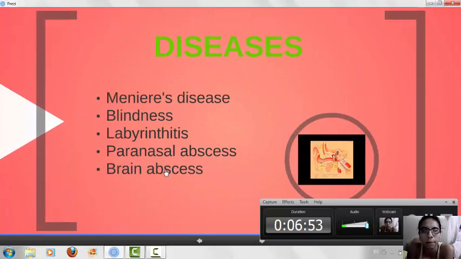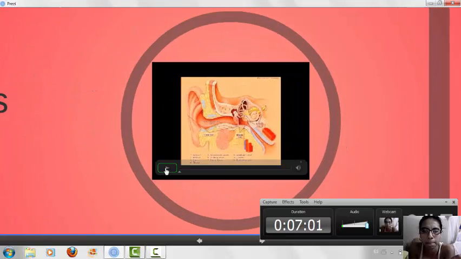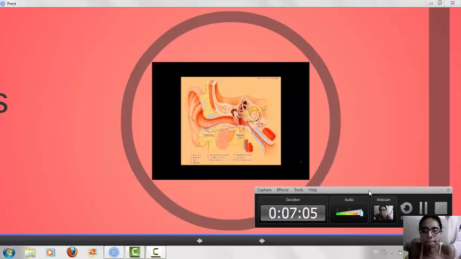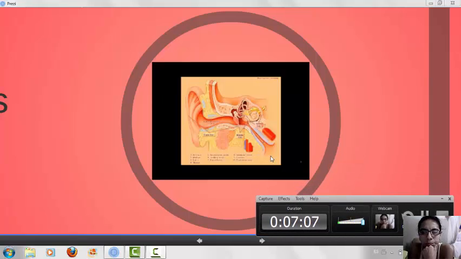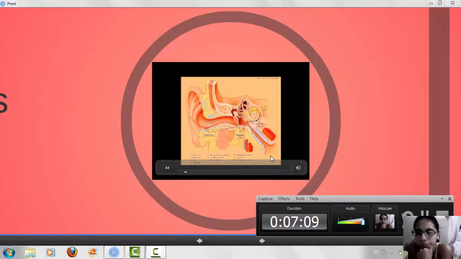Diseases. Meniere's disease, blindness, laryngitis, paranasal abscess, and brain abscess. The inner ear has fluid-filled tubes called semicircular canals or labyrinths. The canals, along with the nerve in your skull, help interpret your body's position and maintain your balance.